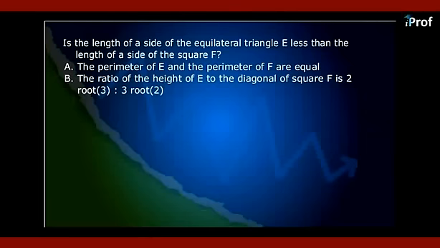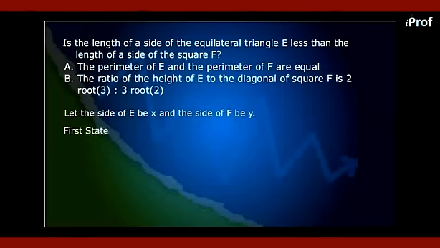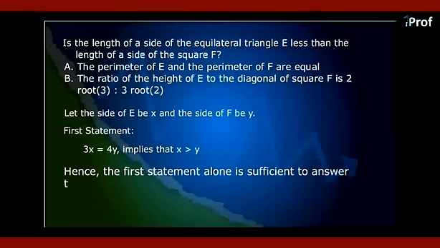Now, to answer this question, let us say that the side of the triangle E is x and the side of the square F is y. Then, according to the first statement, 3x is equal to 4y, and that implies that x is greater than y. Hence, the first statement alone is sufficient to answer the question. Okay, now let us look at the second statement.